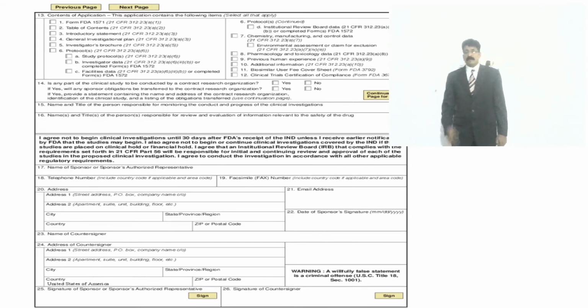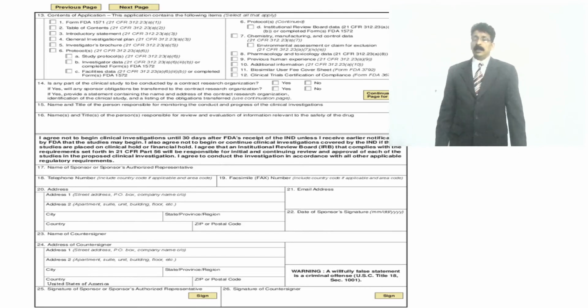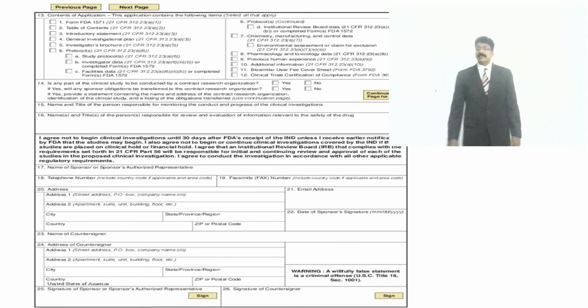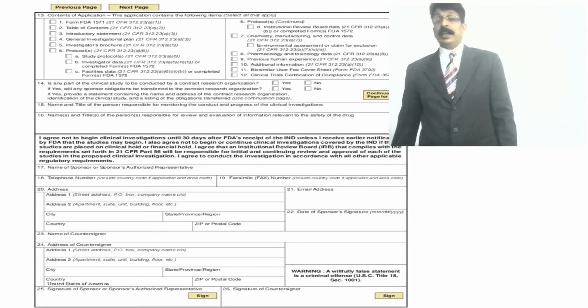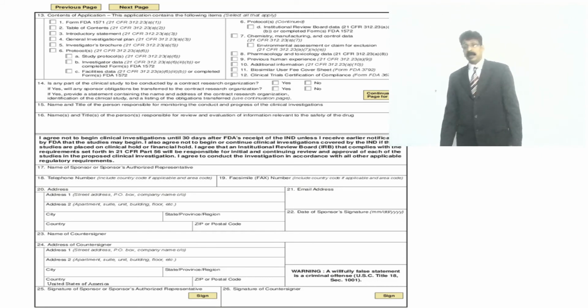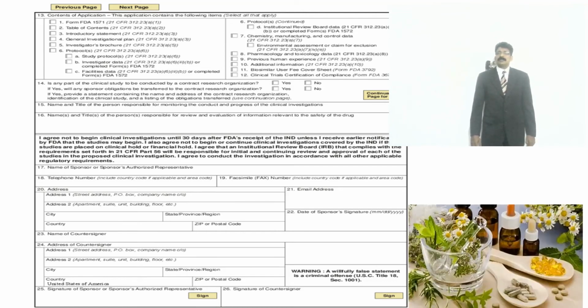This is also part 2 of that application: writing the name of the product, the name of the responsible chemist for manufacturing, who the owner and the sponsor are, the laboratory address, manufacturer, and marketing area, which country. All these things we have to mention clearly.